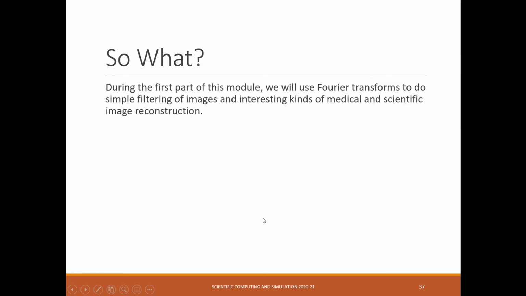In Lab 1, we will practically transform a sample image based on the 2D DFT series, and then we will reconstruct it by using the inverse 2D DFT series. In addition, we will use Fourier transforms to do simple filtering of images and interesting kinds of medical and scientific image reconstruction.